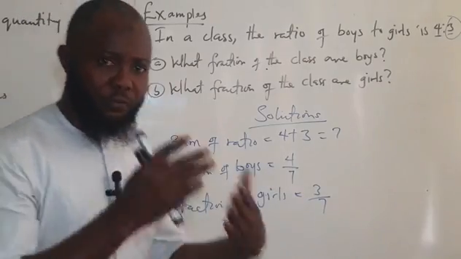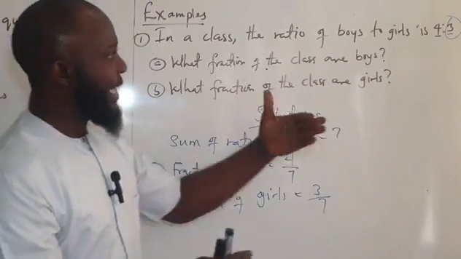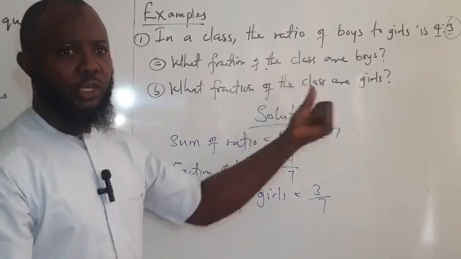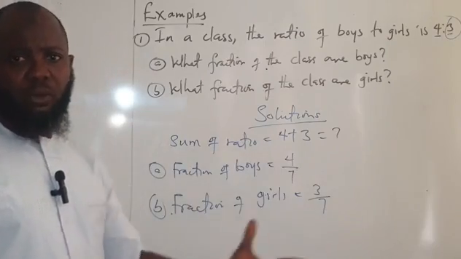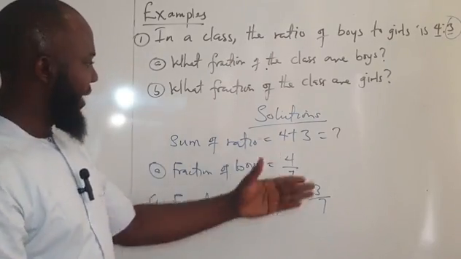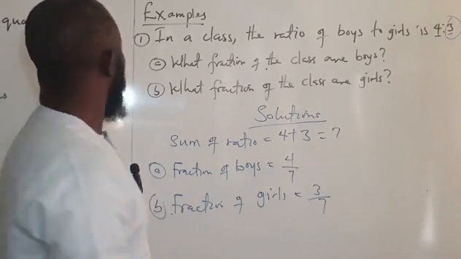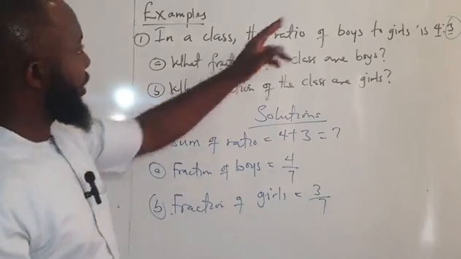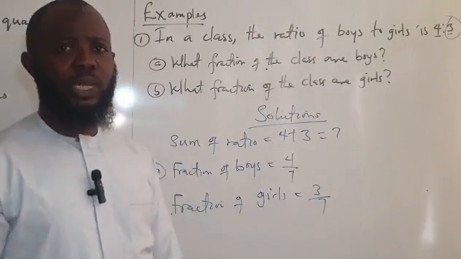So the first step is to add the ratios together. Then determine which ratio is talking about one item and which ratio is talking about the second item. Then find their fractions as I've done here. I hope this is very clear. So the next part is how to change it to percentage. Then we look at a question that will cover that.